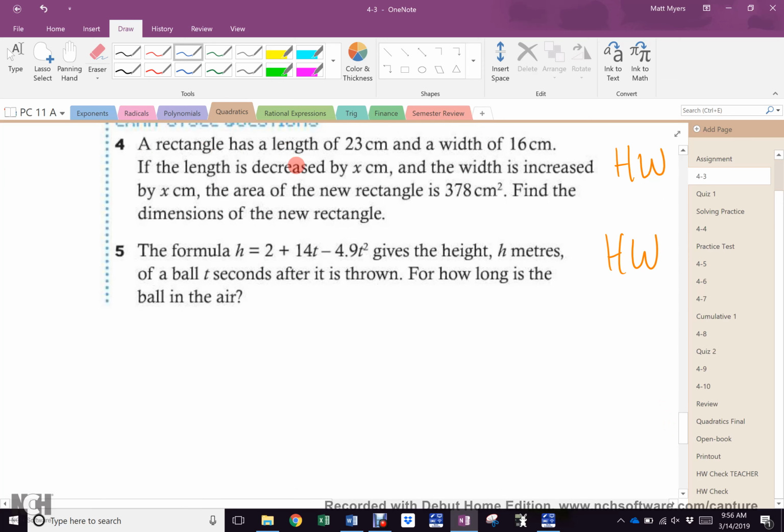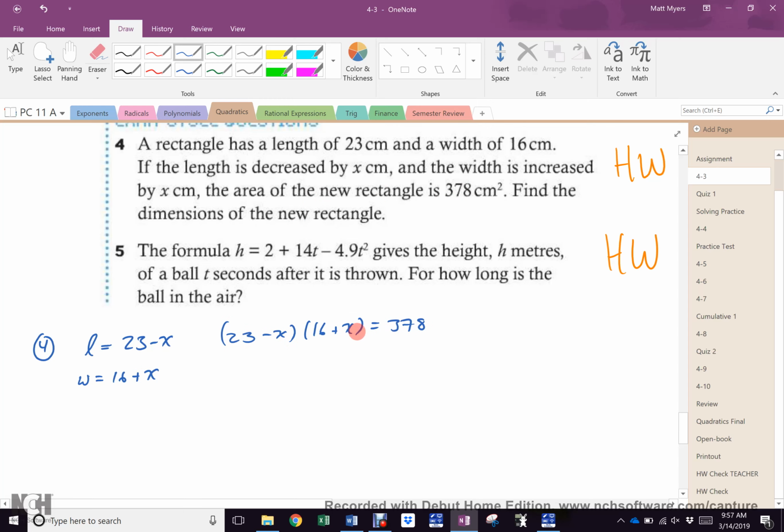Number 4, you already know how to do it, but it's a little tricky. So number 4 was a rectangle that is 23 by 16. If the length is decreased by x, so length equals 23 minus x, and the width is increased by x, 16 plus x, the area of the new rectangle is 378. Find the dimensions of the new rectangle. Well, we know that 23 minus x times 16 plus x would have to equal 378, yes? Length times width, 378, right?